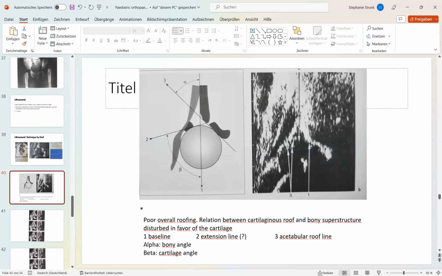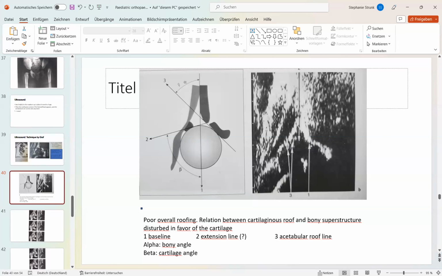As I showed you, this is the straight line of the os ilium. This is the lower end of the acetabulum, and this is the labrum. And here you can measure. This is the labrum, the lower end, and here you put in those lines. Line 1 and 2 from the lower end through the labrum, and 1 up here, and then you have the alpha angle and beta angle.